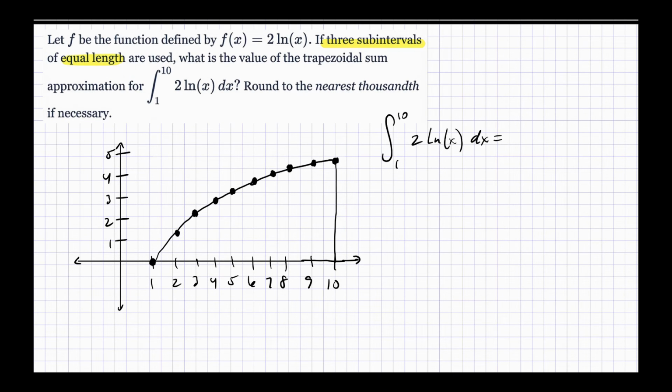So 2 times ln of x, 2 times the natural log of x. That's the function. 3 subintervals, all of them equal width. It goes from 1 to 10. Sorry, 1 to 10.